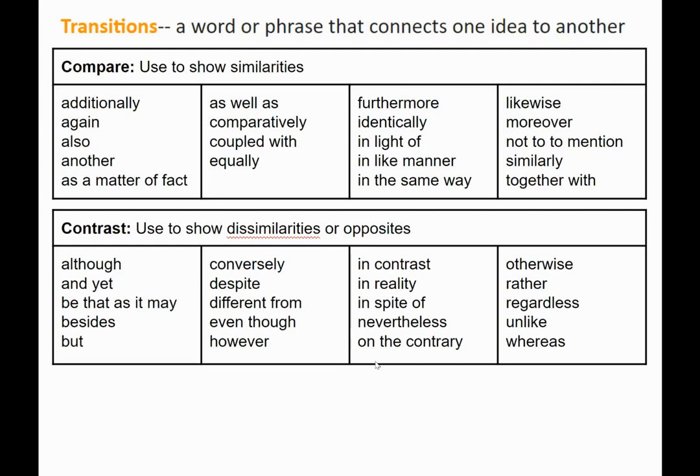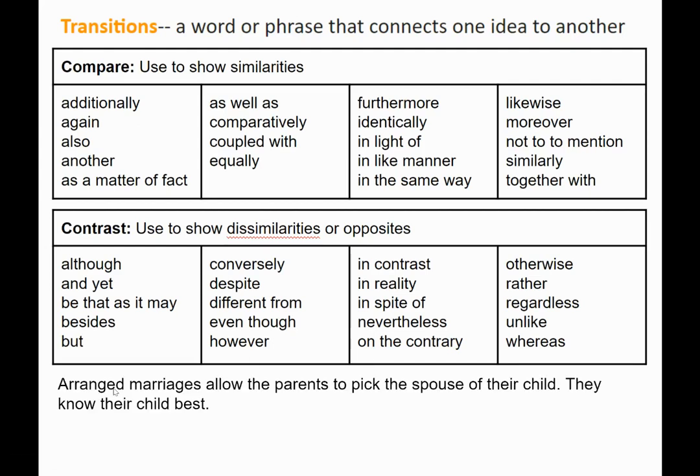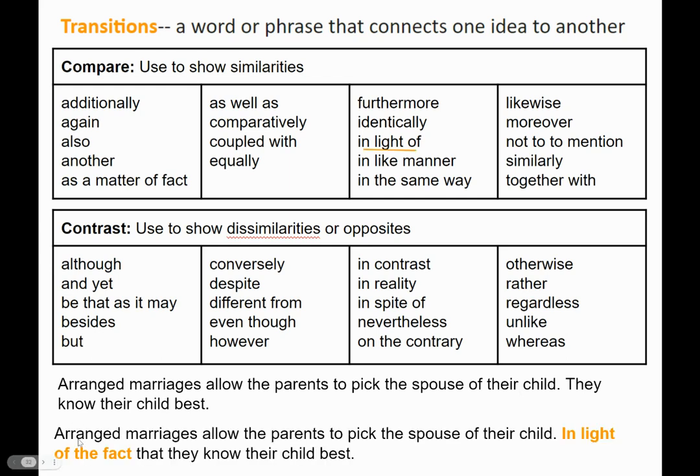Compare and contrast. Let's do compare first. So, this is when things have similarities. Arranged marriages allow parents to pick the spouse of their children. They know their child best. I changed it to arranged marriages allow parents to pick the spouse of their child in light of the fact that they know their child best.